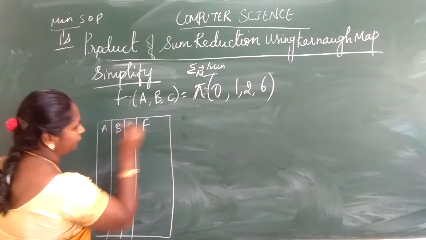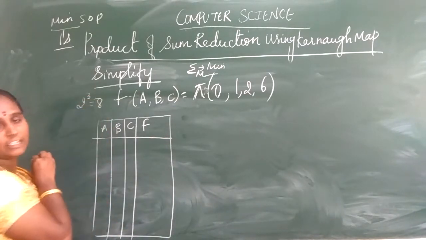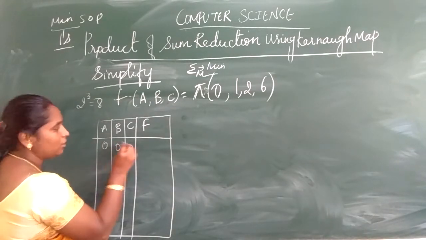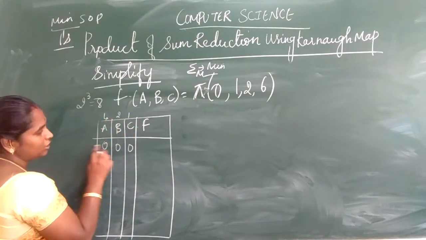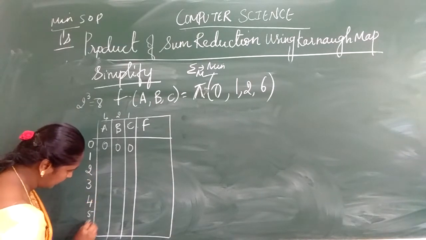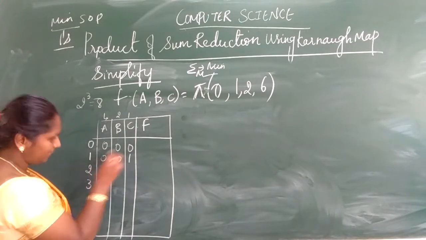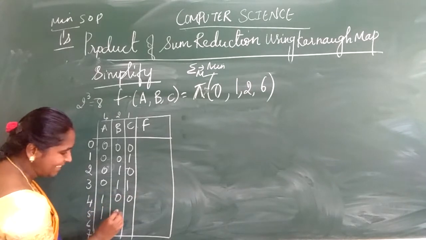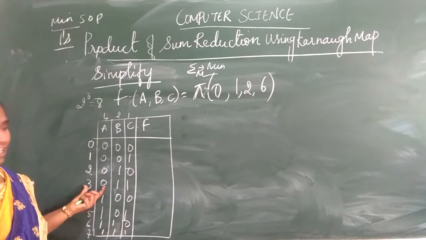My function value f. So for this 3 input, 2 to the power of 3 is nothing but 8 possible ways of representing the variables. The first one is 0 0 0, that is 1 multiple of 2, then 2 2 2 is a 4. For 0 that is 0 1 2 3 4 5 6 7. So 0 0 0, 0 0 1, 0 1 0, 0 1 1, 1 0 0, 1 0 1, 1 1 0, 1 1 1. This is my input representation of 3 input.